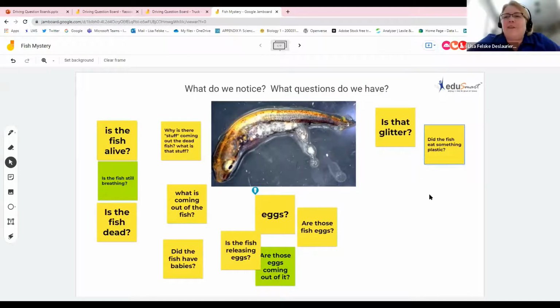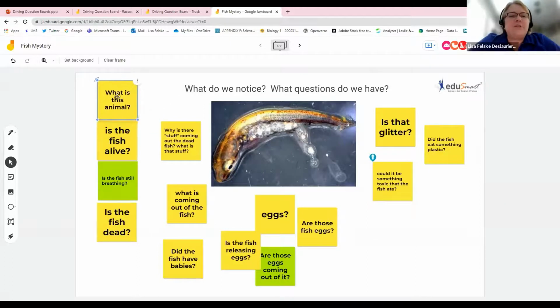What would happen if a fish ate something plastic? Could it be something toxic that the fish ate? What is that animal? Okay, it's a fish, so still a good question. And depending on the age level of your students, you'll get questions that are not really related to the topic at hand, but all of these questions are related. You'll get, what happened to the fish's tail? Yeah, it doesn't look normal, or I don't know if it's just the picture.